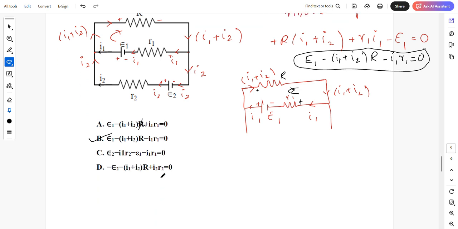Today I think these many problems are enough for you. Kindly practice these problems.